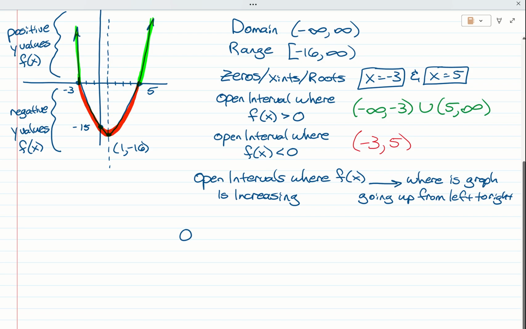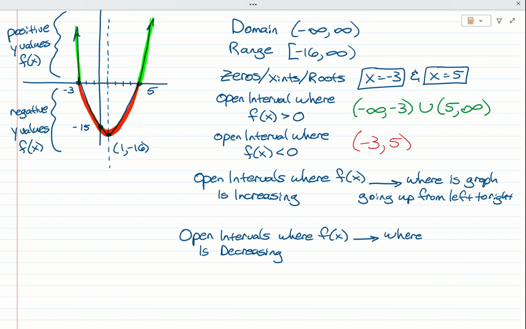We could also talk about open intervals where f of x is decreasing. What this means is, where is the graph going down from left to right?